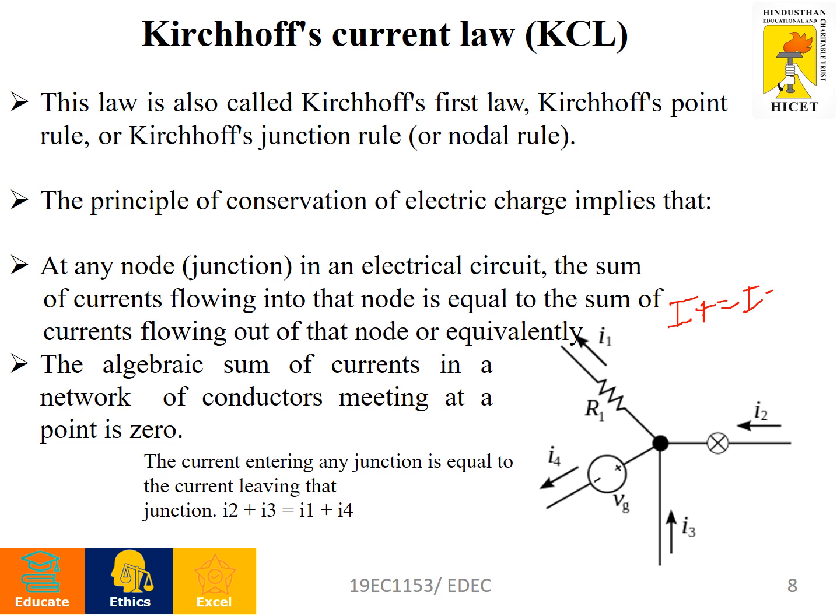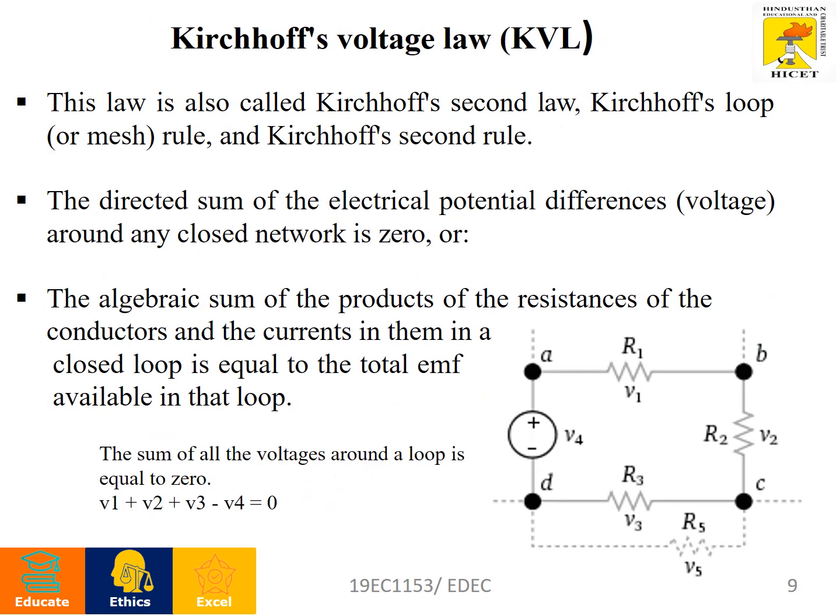See this diagram. Here I1 is leaving from the node and I4 is also leaving from that node, and these two currents, I2 and I3, are entering the node. So entering current equals leaving current, right? So I2 plus I3 equals I1 plus I4. This is Kirchhoff's current law.